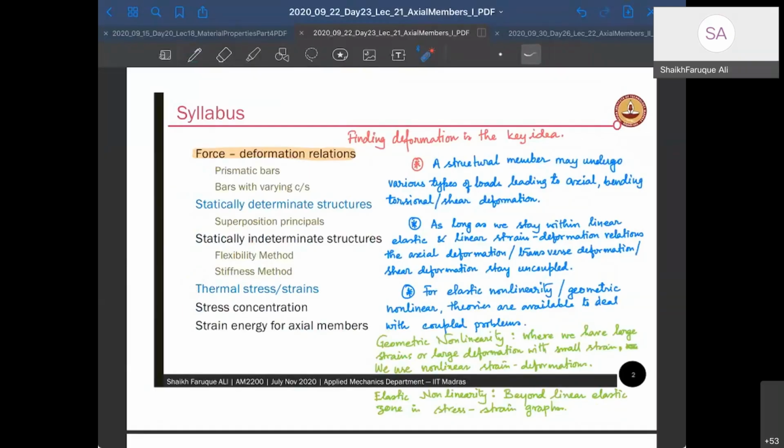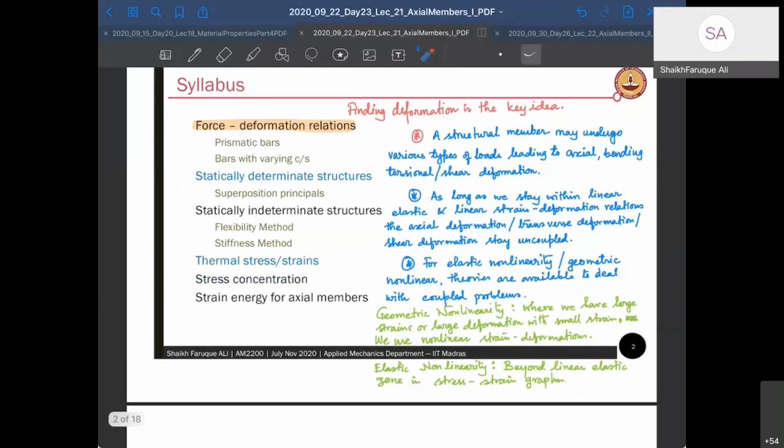And the best part of the course is to understand strain energy for axial members: how to calculate strain energy, and how to determine forces given a deformation in an axial member, or deformation given a force, using strain energy theory. We will do all those things. This is a big part, not small, but we'll try to cover it as soon as possible. So be with me with a lot of focus.